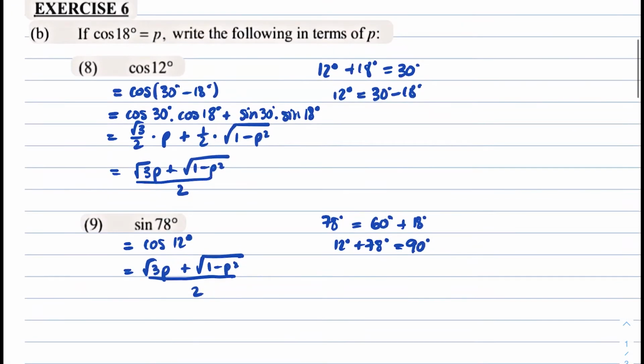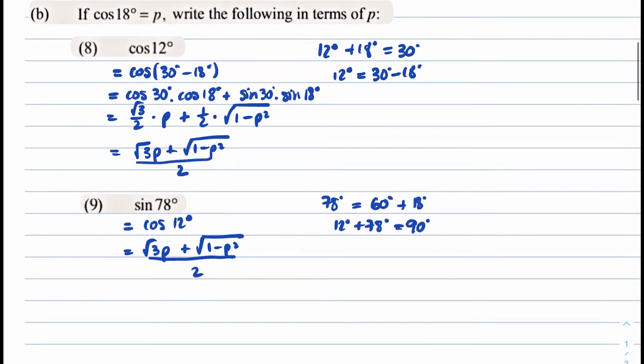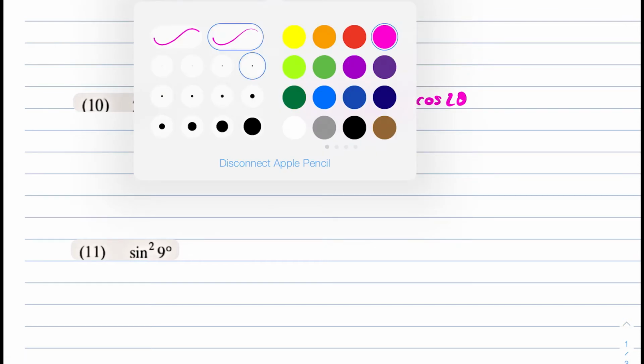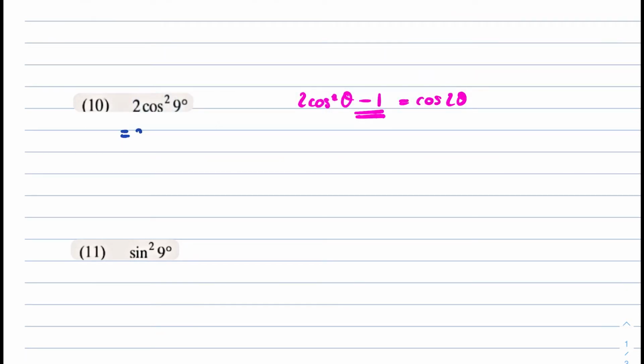Alright, 2 cos squared 9 degrees. Well, we can see that 9 degrees is half of 18 degrees, and this is very close to our compound: 2 cos squared theta minus 1 can be written as the cos of 2 theta, but we're missing this minus 1. So if we add it in, 2 cos squared 9 degrees minus 1 is our double angle, but now we have subtracted 1, and this is no longer the same expression. But if we add 1, then it is the same expression.